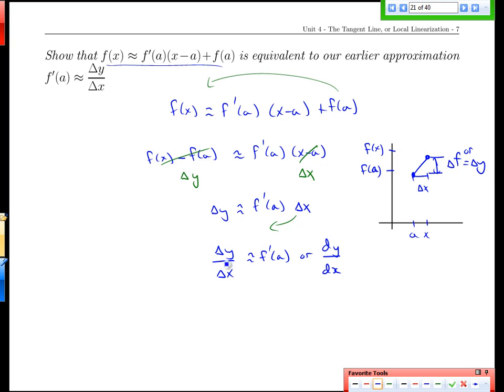Did someone tell me how things are changing, or ask me how things are changing, or did they give me values or ask me for output values? That's the only thing that might make one formula more convenient than the other, but there's no fundamental difference between them.